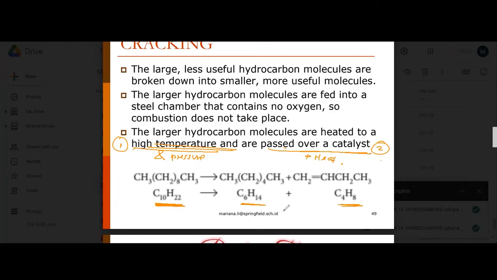Why 6 and 4? Can it be 8 and 2, for example? Yes, it can. So a mixture of products is usually formed. But if you want a specific product, you need to use a catalyst. The Ziegler-Natta catalyst can be used in the cracking process, but we will not discuss that.